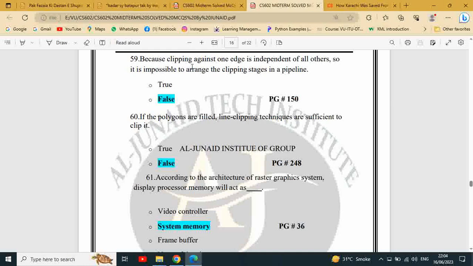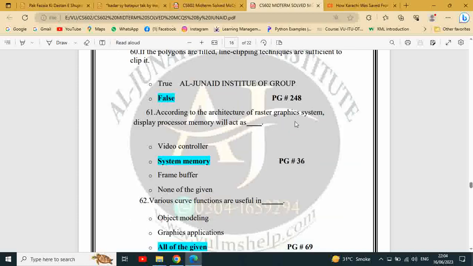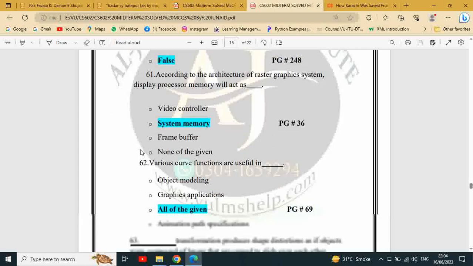Because clipping against one edge is independent of all others, it is impossible to arrange the clipping stages in a pipeline. False. If the polygons are filled, line clipping techniques are sufficient to clip it. False. According to the architecture of a raster graphic system, display processor memory will act as system memory.